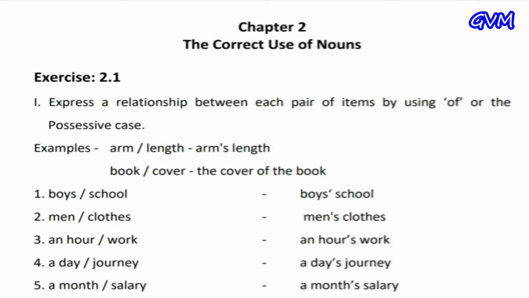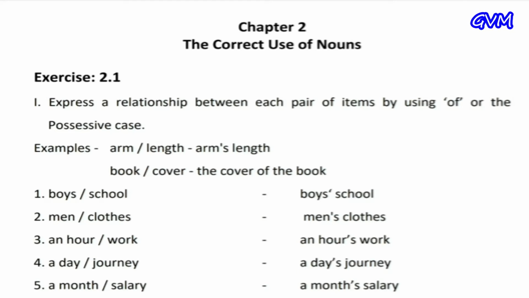So my dear students, here is exercise 2.1. The first one: express a relationship between each pair of items by using 'of' or the possessive case. For example, arm length, and the answer is arm's length. Second, book cover, and the answer is the cover of the book.